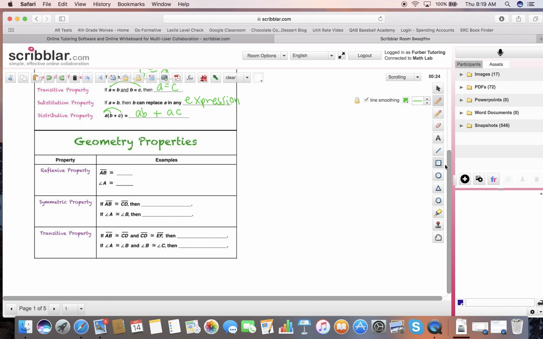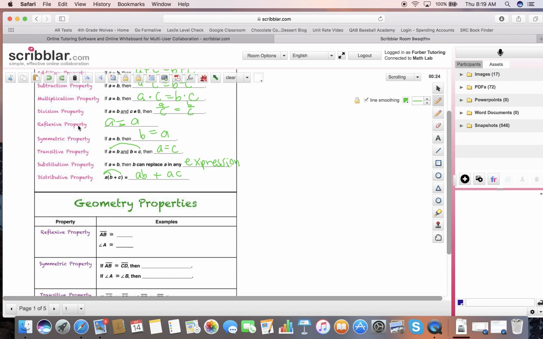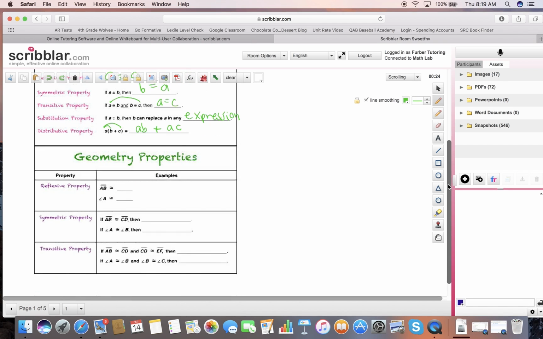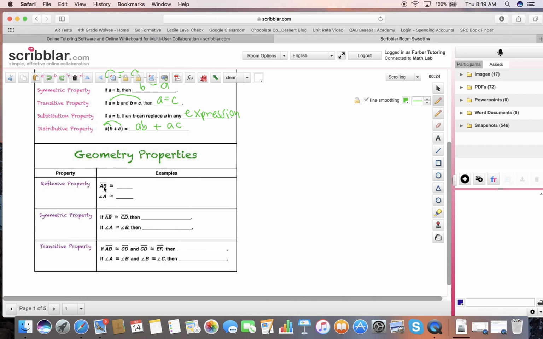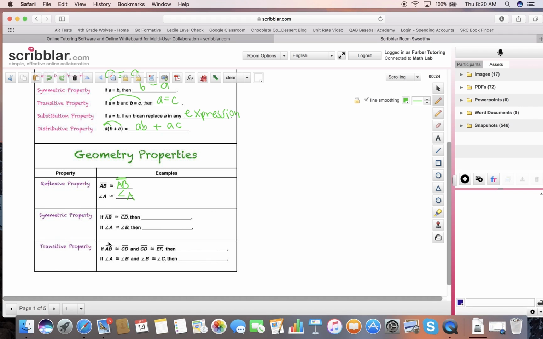So the reflexive property, as you learned up here, is one of those duh ones. One thing is equal to the same thing. For example, down here, the reflexive property says that segment AB is equal to segment AB, and angle A is congruent to angle A. Now, I mentioned in the last video that that seems so easy. Why would we even need to say that? The reason is that we are going to be learning how to prove that triangles are congruent, and sometimes two triangles are going to be stuck together.